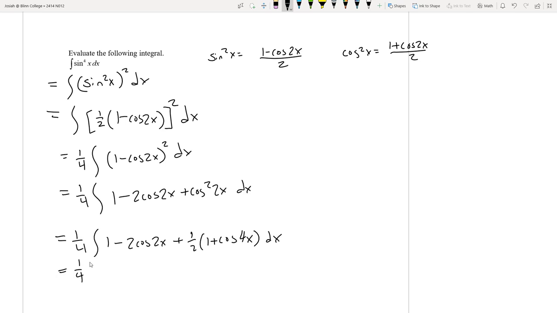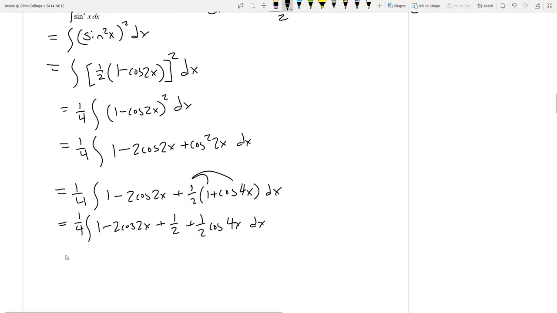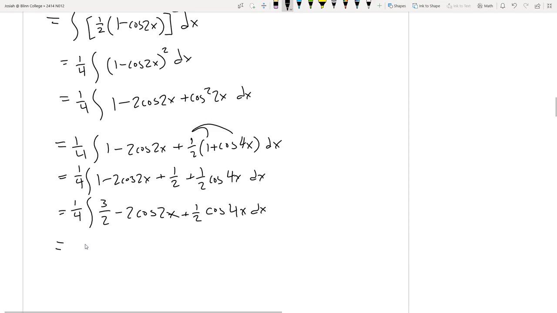All right, so I'll go ahead and multiply this out. Plus 1/2 plus 1/2 cosine of 4x dx. We'll combine some like terms here. We've got 1 plus 1/2, that's 3/2, minus 2 cosine of 2x plus 1/2 cosine of 4x dx. And so we'll go ahead and integrate.